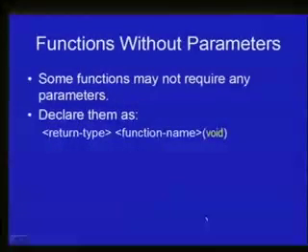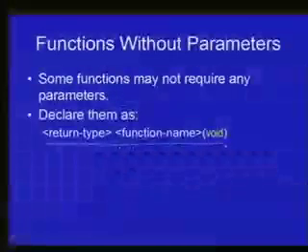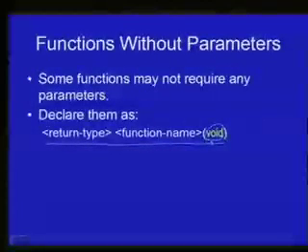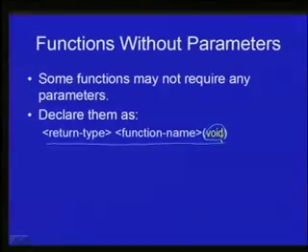And similarly, we might sometimes want to define functions which don't have any parameters, and this might be required, for example, if all the information that the function needs to access is available as global variables. In that case, the function would be declared as shown here. All you have to say is that there are no parameters, so just put the keyword void where the parameters are expected.